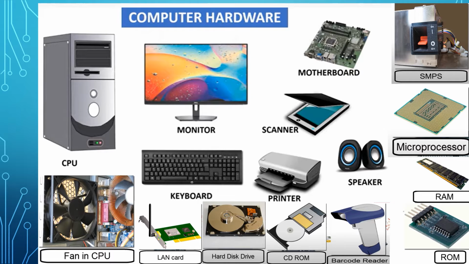Examples of computer hardware are CPU, monitor, motherboard, scanner, SMPS, microprocessor, keyboard, printer, speaker, fan in CPU, LAN card, hard disk drive, CD-ROM, barcode reader, RAM and ROM.